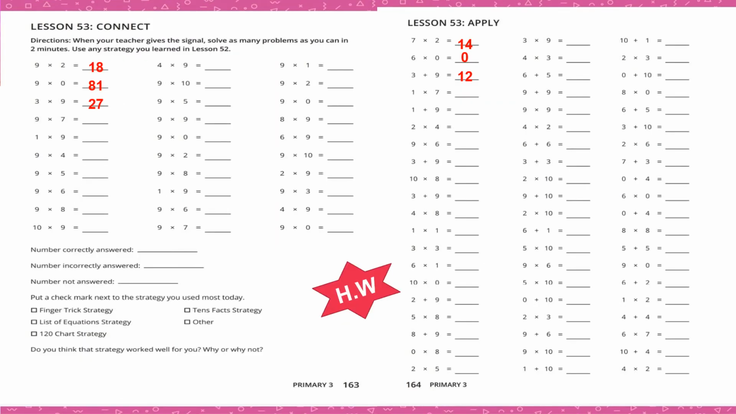This page is more practice about the times table. You can solve it as homework. Like example 1, 9 times 2, 9 times 0, 3 times 9. It's so easy. Do it as homework.